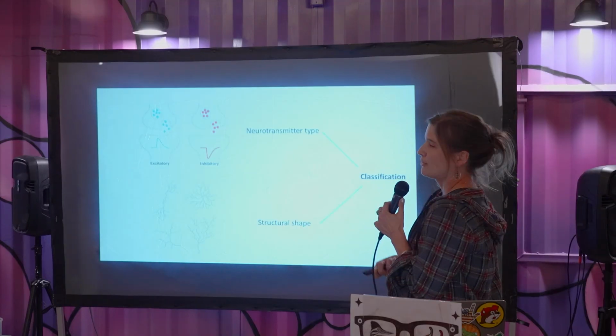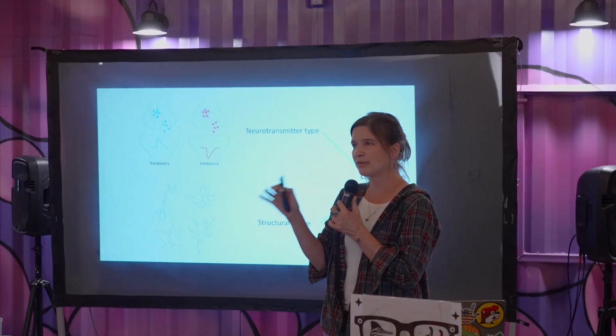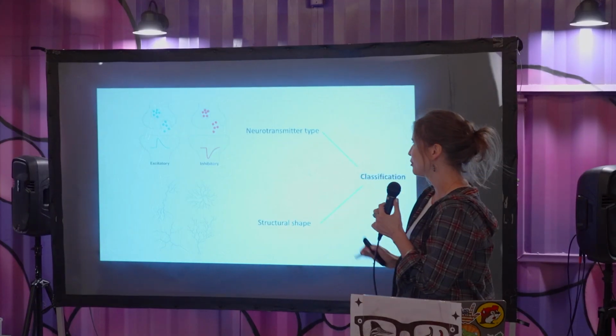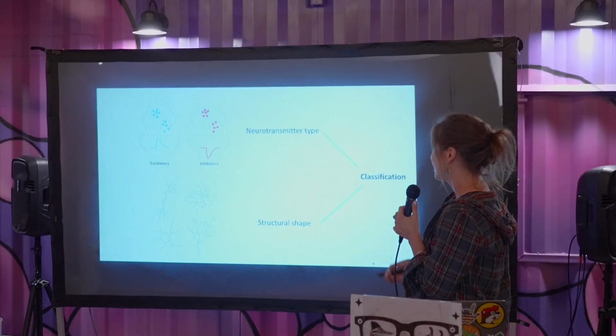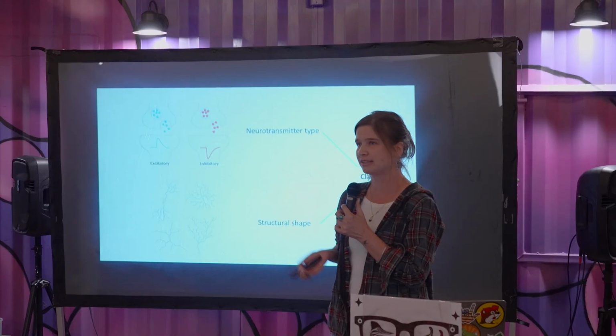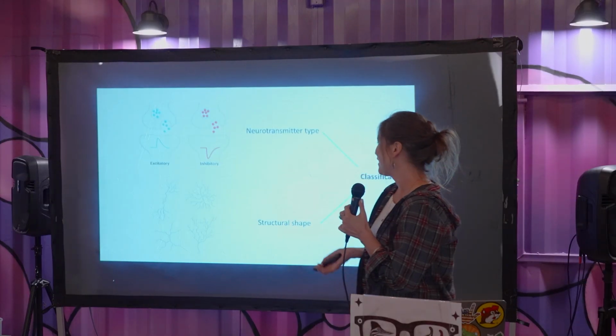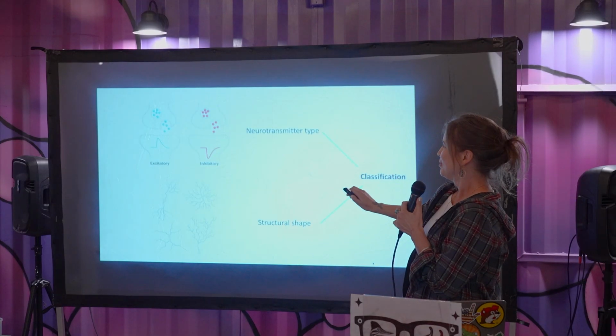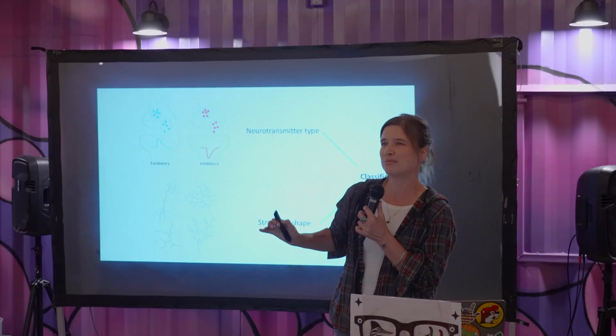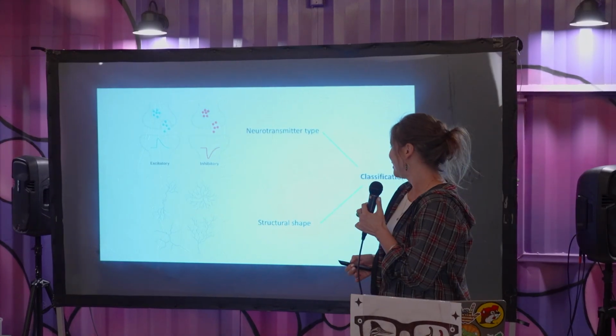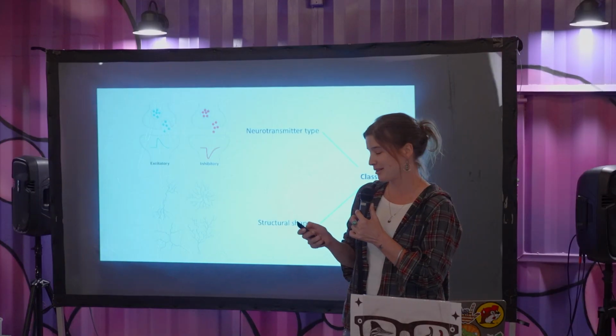And we also use morphology, so the shape of the cell, and these two things combined are generally how we classify neurons. There's a whole bunch of different kinds of neurons in your brain, and they all have this amazing branching tree root shape to them. There's a lot of different morphology within that, but they're all just really beautiful.